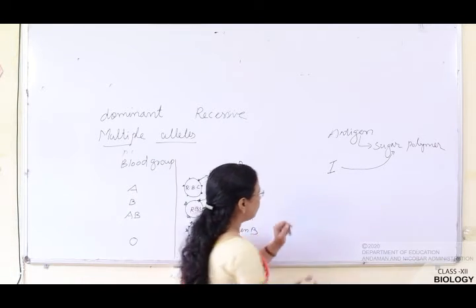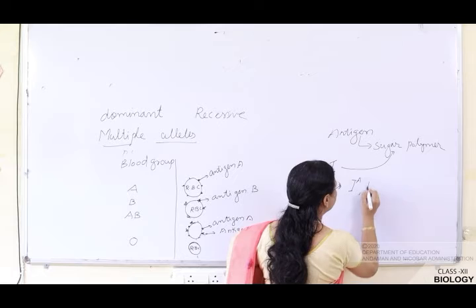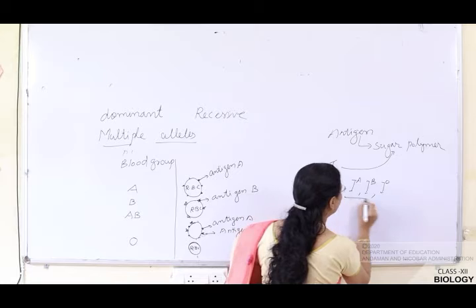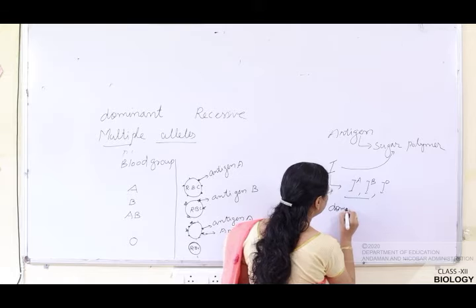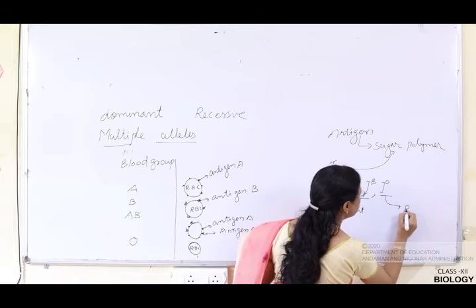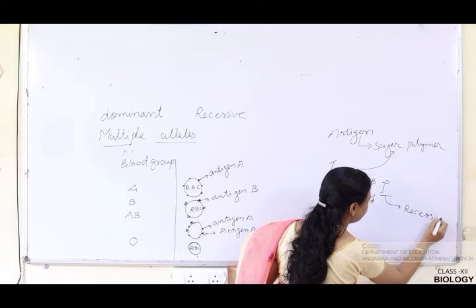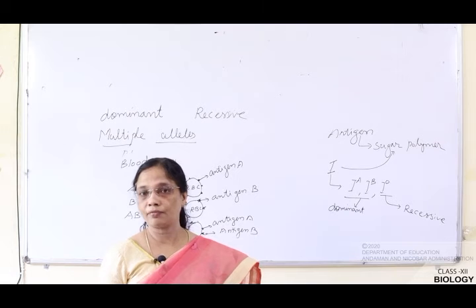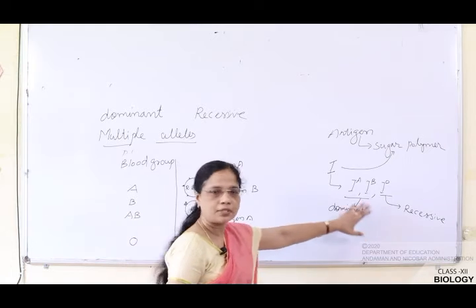This gene is having three alleles, capital IA, capital IB and I0. These two, capital IA and capital IB, are dominant, and this is recessive, that is capital I0 is recessive. Children, you know that human beings are diploid. Each human being is having only 2 alleles of this blood group.